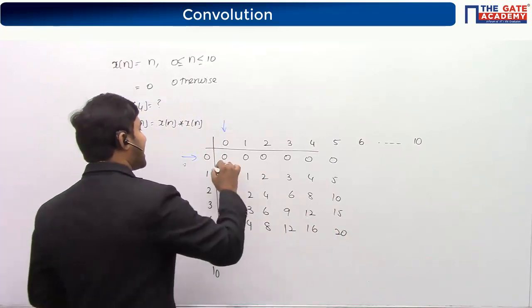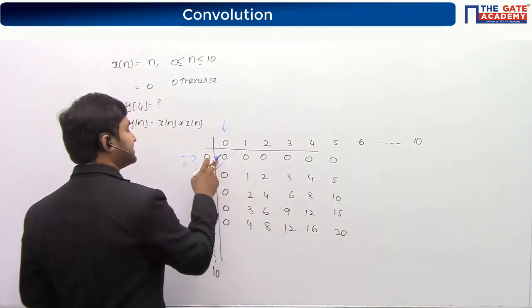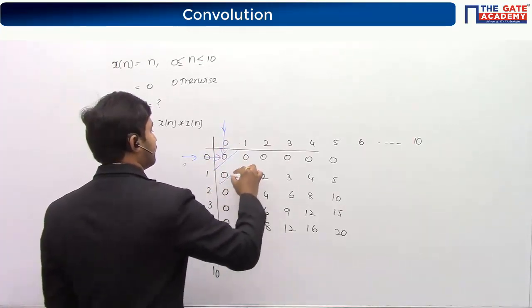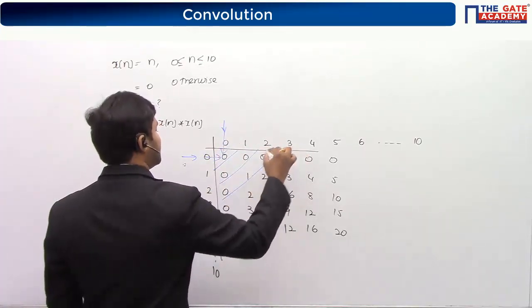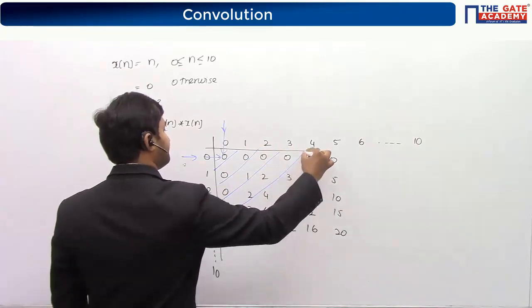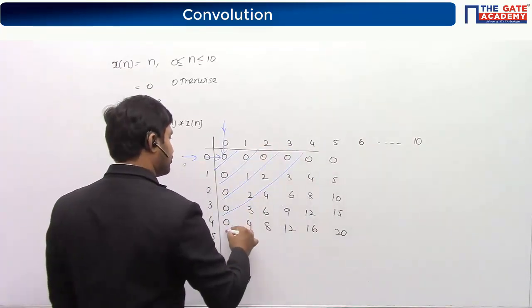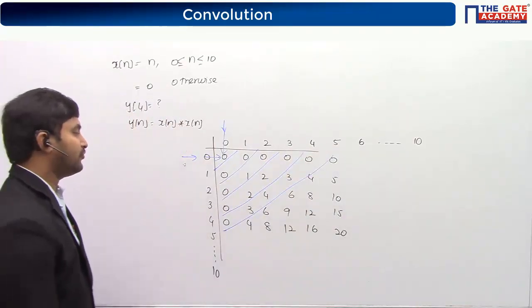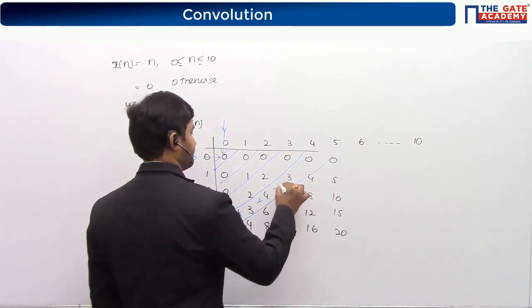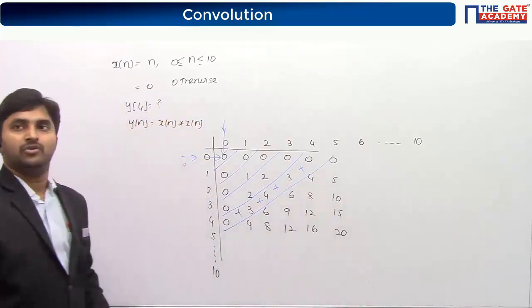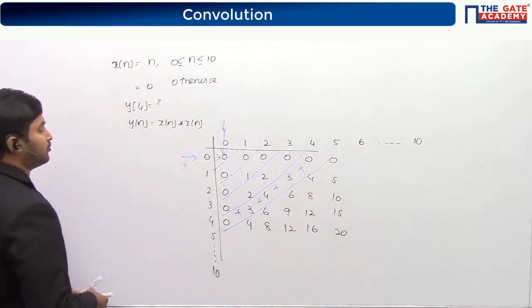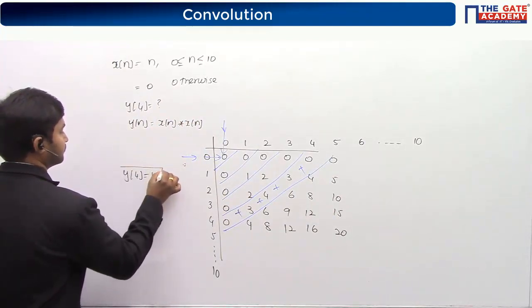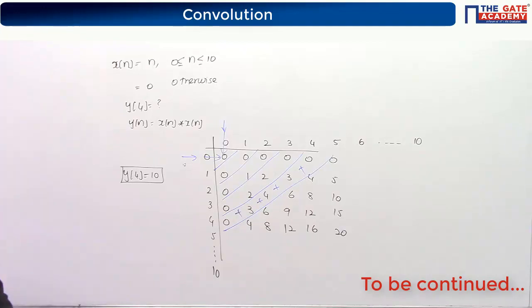If we draw the diagonals, this is the y of 0 sample, y of 1 sample, y of 2 sample, y of 3 sample and y of 4 sample. So my y of 4 sample is nothing but equal to 10.